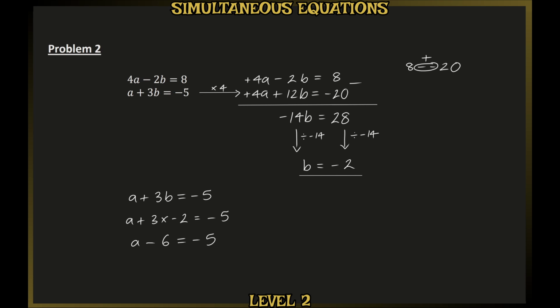is equal to minus 5. And to find a, we just have to remove this minus 6 from the left. We can do this by adding 6 to the left and doing the same on the right. On the left, the minus 6 and the plus 6 cancel out to leave us with a. And on the right, minus 5 plus 6 is 1. So a is equal to 1. And this means that our final answer to problem 2 is that a equals 1, b equals minus 2.